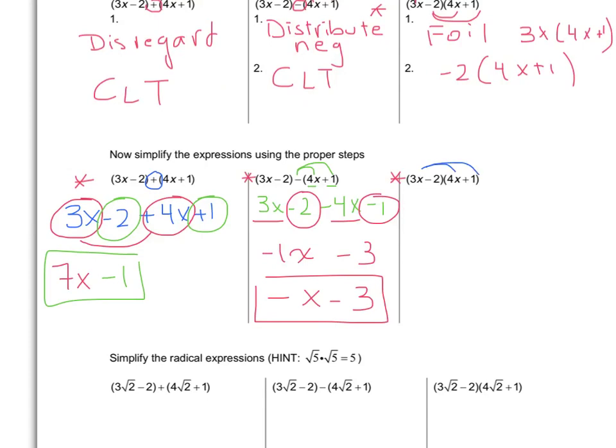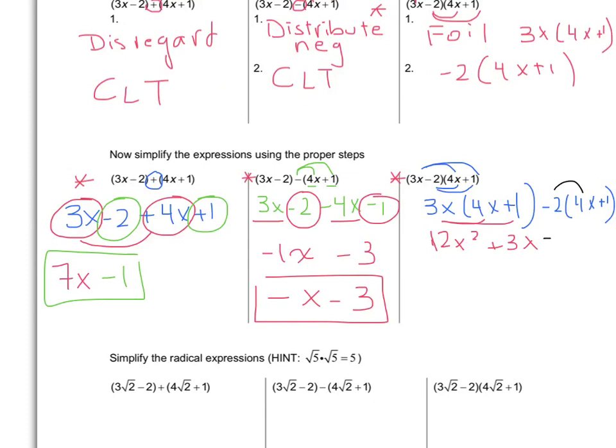Distribute 3x. So I'm going to write 3x into 4x plus 1. And then distribute the negative 2, so I'm going to write negative 2 into 4x plus 1. You can just do it in your head, or you can write it down if it helps you. So this is going to be 12x squared, since 3 times 4 is 12, and x times x is an x squared. And now let's move on. 3x times 1 is a 3x.